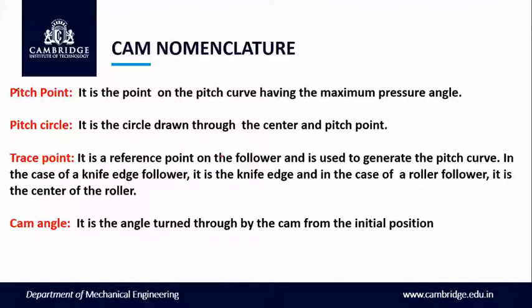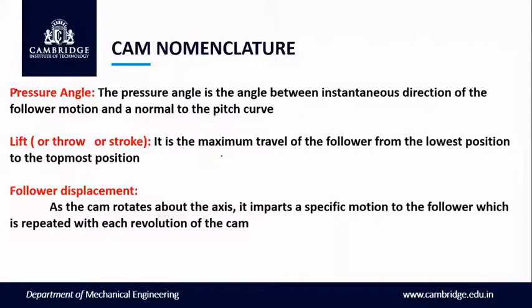And trace point is a reference point on the follower. We commonly use this trace point to get the pitch curve. In the case of a knife edge follower, the knife edge itself traces and is called the trace point, whereas in a roller follower, the center of the roller is considered the trace point. And cam angle is the angle turned through by the cam from the initial position, like it rotates 30 degrees to rise, then 40 degrees to dwell, and 90 degrees to return. That is cam angle. And pressure angle, as we know by definition, is the angle between the instantaneous direction of follower motion and the normal to the pitch curve.